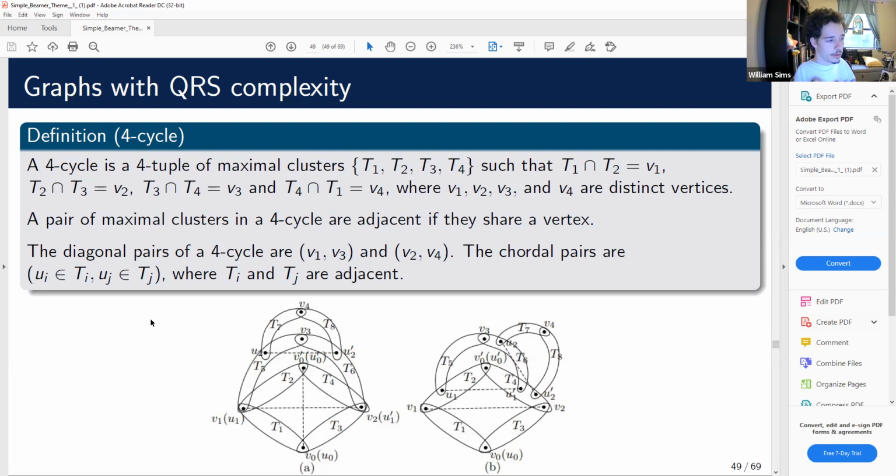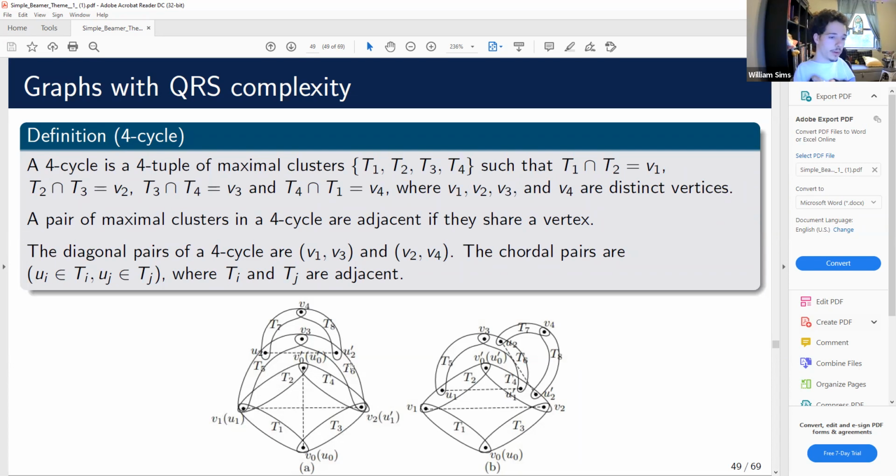Some important pairs of vertices in these 4 cycles are going to be the diagonal pairs. Down here in this example of T1, T2, T3, and T4, our diagonal pairs are, we'll use the vertices not in parentheses: V1 and V2 is a diagonal pair, and then V0 and V prime naught is a diagonal pair.